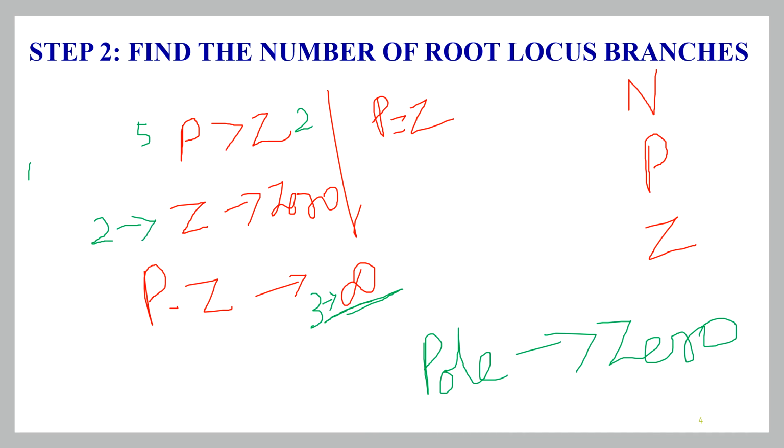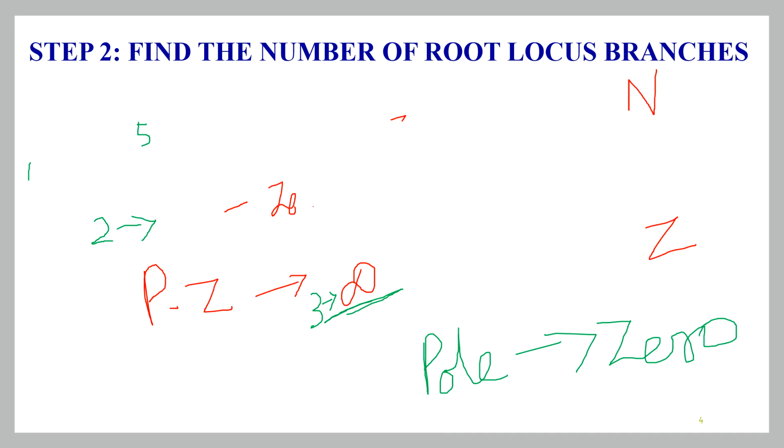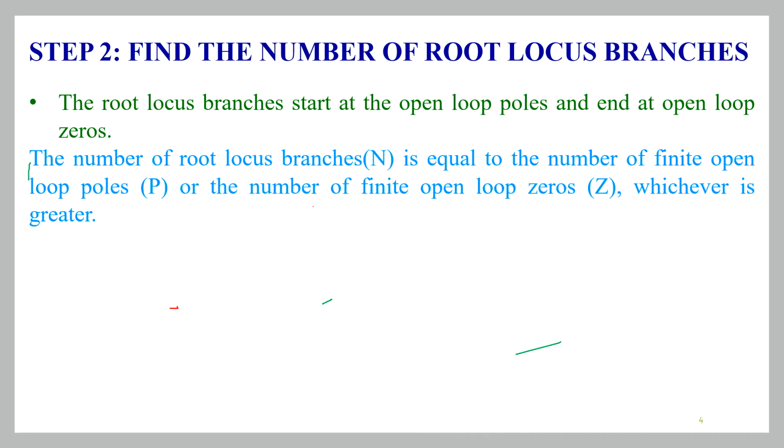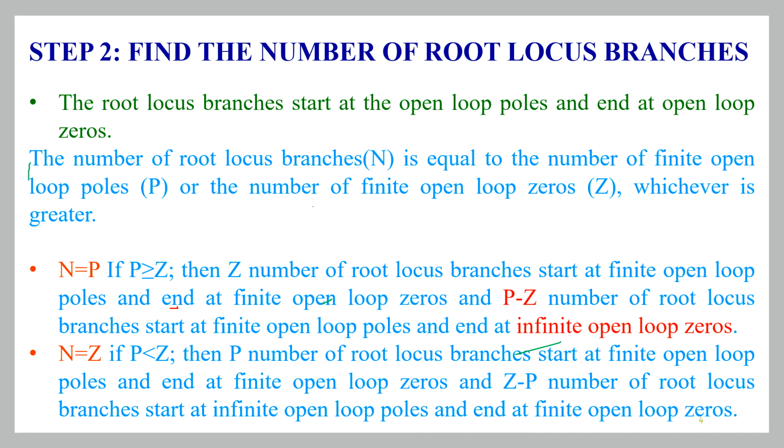When P is equal to Z, none of the branches will approach infinity. All the branches will start at the open loop poles and end at open loop zeros. So always the given function will be a proper polynomial. The worst case will be the scenario when Z is greater than P. When Z is greater than P, the number of branches will be equal to the number of zeros. But that will not be the condition for the given problem always. So concentrate on the first two cases.